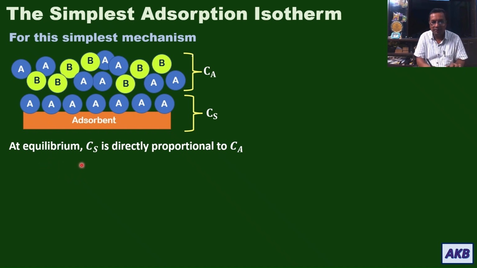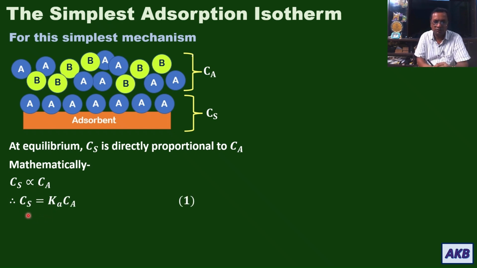So at equilibrium, Cs is directly proportional to Ca. That is, the concentration of the adsorbate on the surface of the adsorbent is directly proportional to the concentration of A, the adsorbate, in the fluid phase. So mathematically, you can express this as Cs is directly proportional to Ca, and then you can introduce a constant of proportionality. So it will be Cs is equal to Ka into Ca. I am calling it equation 1.